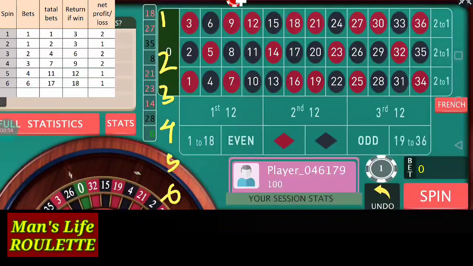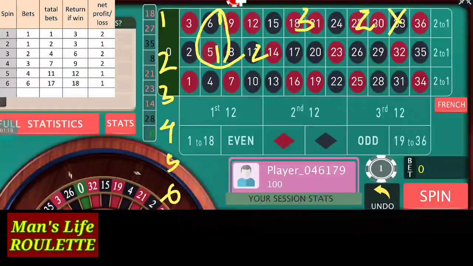For the first spin you have to bet $1, and if you win, you will get back $3, and the total profit will be $2. Similarly, if you lose this first spin, then you play the second spin where you put $1 again. So the total bets will be $2, and you will get back the same $3 if you win, and the total profit will be $1.